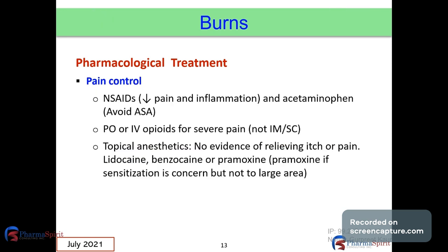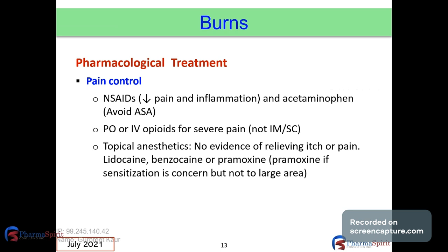The second domain we'll talk about in the pharmacological treatment is pain control. So pain is common in the first and second degree burn, and we already mentioned that before. And we need to monitor the pain daily during the management of the burn, and it should not be more than 5 on a scale from 0 to 10. What do we use for managing pain? First choice is analgesics. We can use acetaminophen and NSAIDs. These are commonly used measures, and NSAIDs, of course, reduce both pain and inflammation, and we avoid aspirin because of increased risk of bleeding. We can use oral or intravenous opioids for severe pain, but we will not use intramuscular or subcutaneous because of the vasoconstriction, which can reduce absorption.